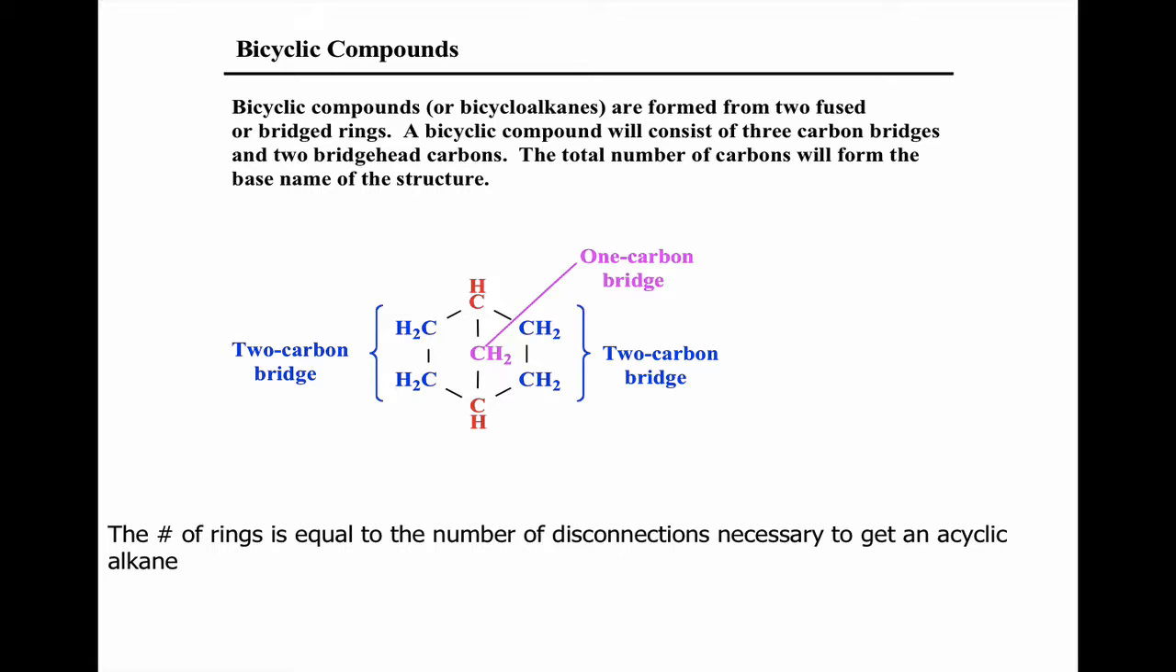This is the bridgehead. This is the bridgehead. So I can go from bridgehead to bridgehead this way. I can go from bridgehead to bridgehead this way. Or I can go from bridgehead to bridgehead this way. Okay? So we have 3 different bridges, 2 bridgehead carbons, if you will. Okay? And so we can draw it flat like that, although it's actually a 3-dimensional model.